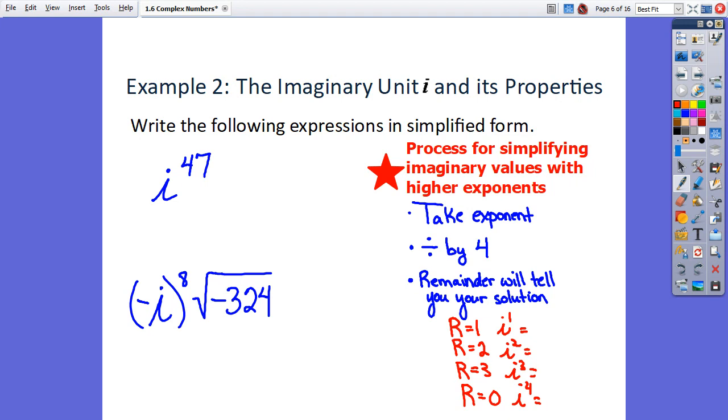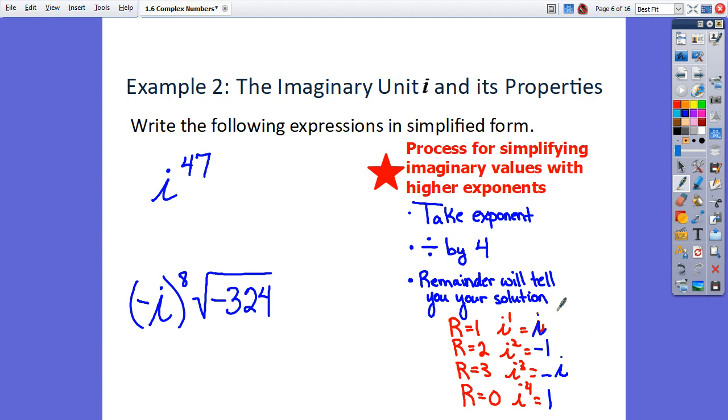The process for simplifying higher exponents is simply to take the exponent, divide by 4, and the remainder will tell you the answer. But we do need to memorize these 4. For a remainder of 1, we get i, and i is simply i. If we get a remainder of 2, it's i squared, which is -1. i cubed, remainder of 3, is the opposite of i, and a remainder of 0, excuse me, we won't get a remainder of 4, is i to the fourth, which is 1.